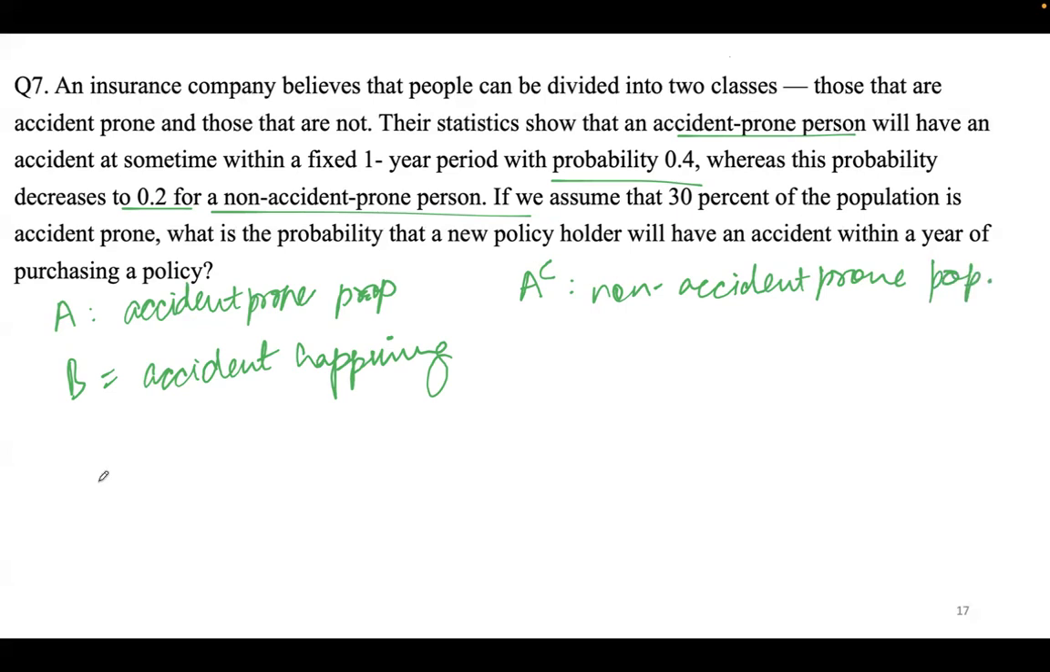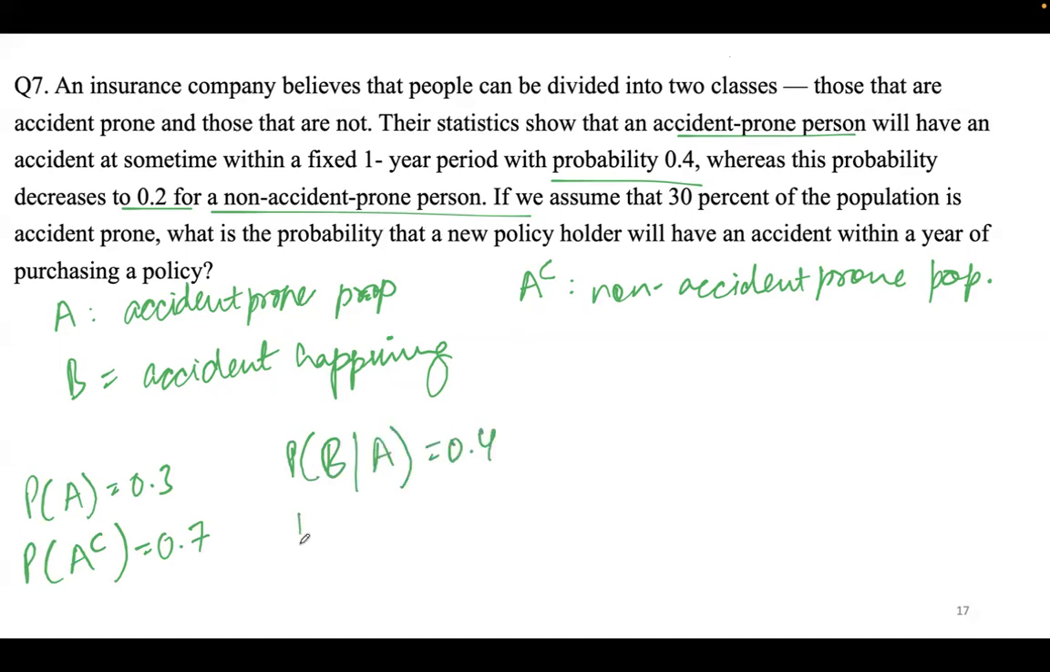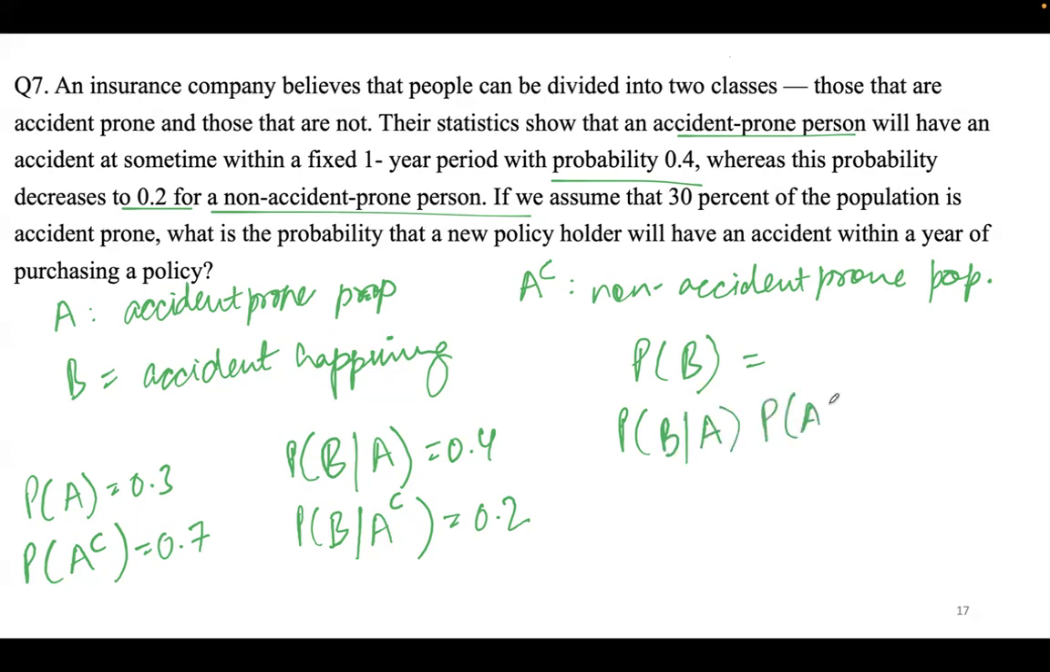Okay. So now what we know here is 30% of the population is accident prone. So probability of A here is 0.3. Therefore, probability of A complement is going to be 0.7. And we know the probability of the accident happening for an accident prone person is 0.4. And we know the probability of the accident happening for a non-accident prone person decreases to 0.2, right? So this is what we know. Now, what is the probability that the accident is going to happen? So we want to calculate this. From what we've seen up until now, we want probability of B given A multiplied by probability of A plus probability of B given A complement.